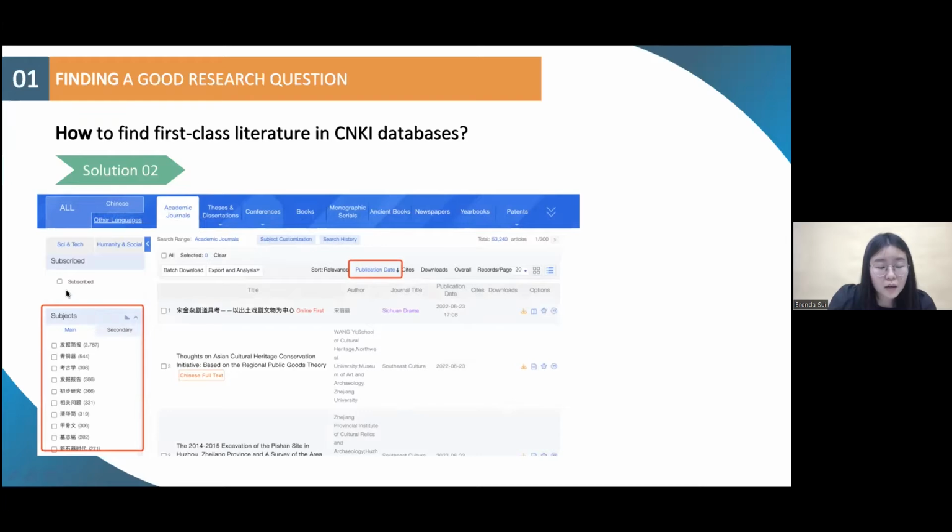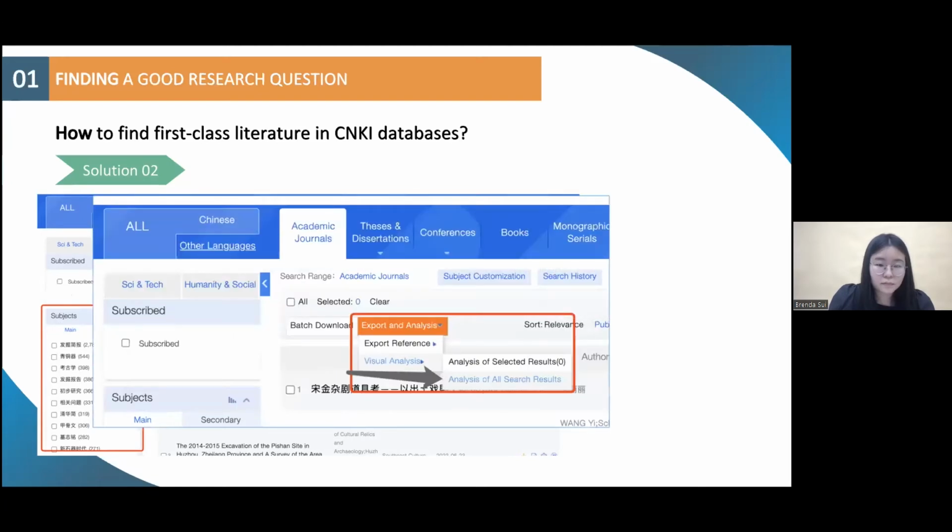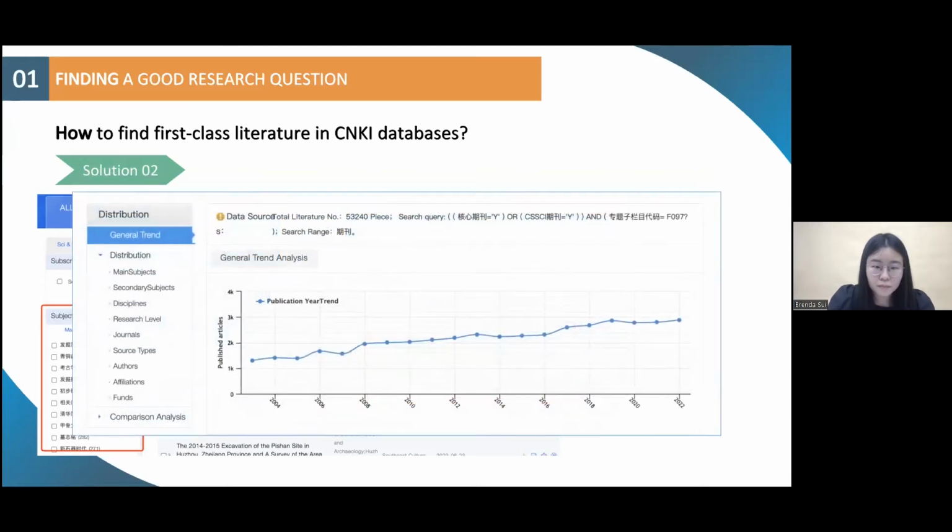Here, on the left, for the subjects, we can see how these articles are divided into different subjects and which has the most research outcomes. We can see that 发掘简报 here outnumbers other subjects. Or we can also do a visual analysis on this literature and get a general trend of what has been studied over the years.